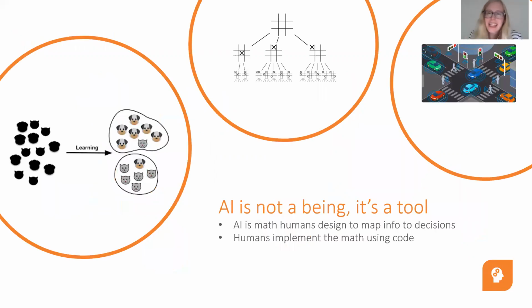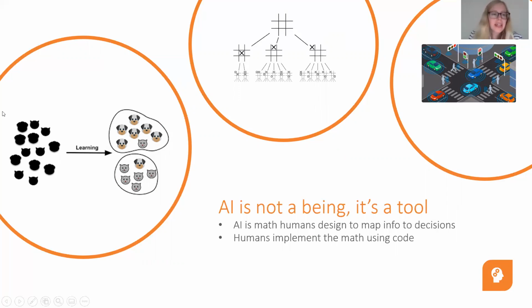But let's really dig in and talk about what AI is for real. And I want to emphasize that AI is not a being, it's actually a tool. In particular, AI is math that humans design to map information to decisions. And humans, in fact, also implement this math that we come up with using code. We will get into some examples as we go, but at a high level, I just wanted to provide some examples of AI and math, and in particular, the algorithms that we can use to map information to decisions. And algorithms is sort of like a fancy name for the math that we're designing.